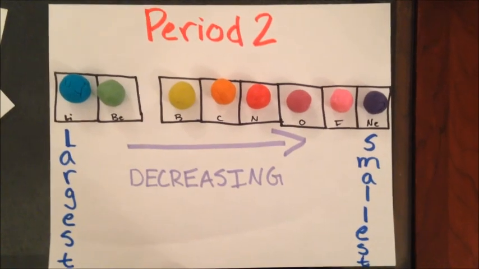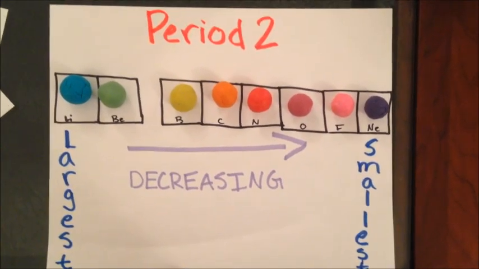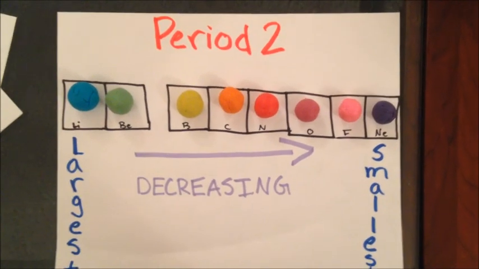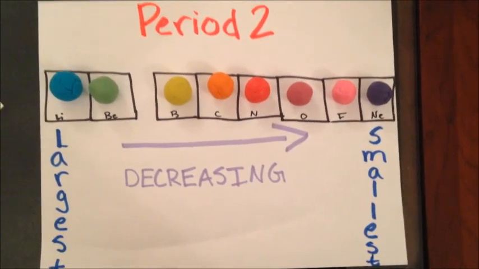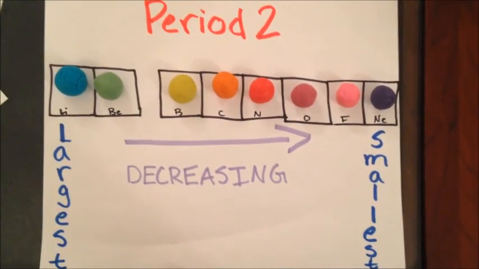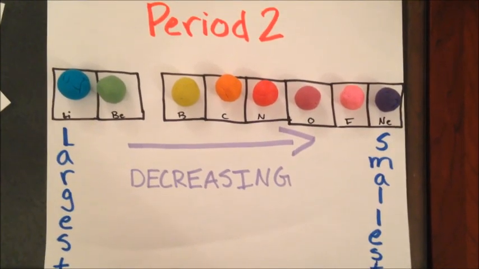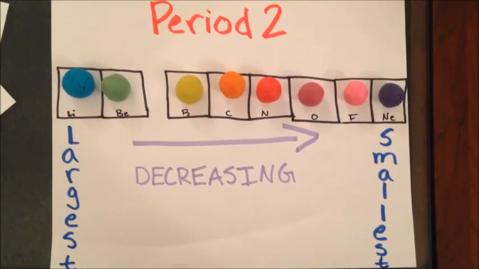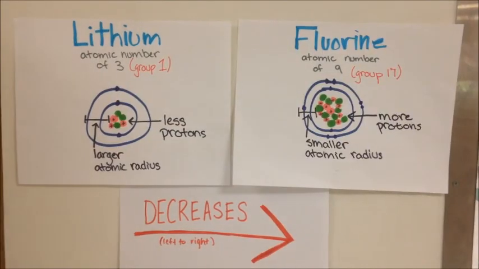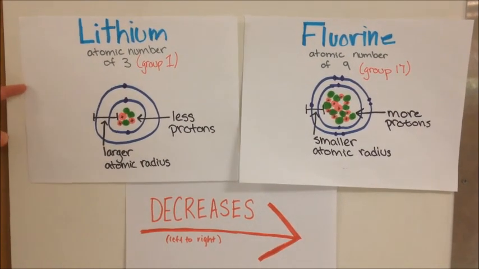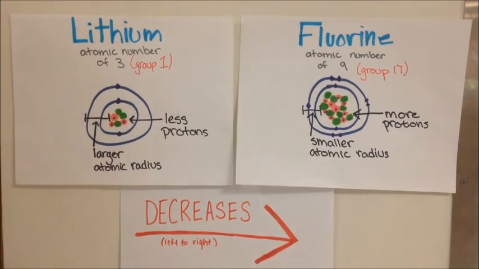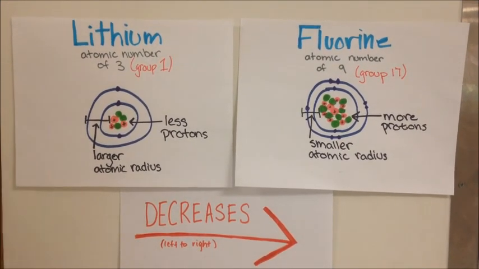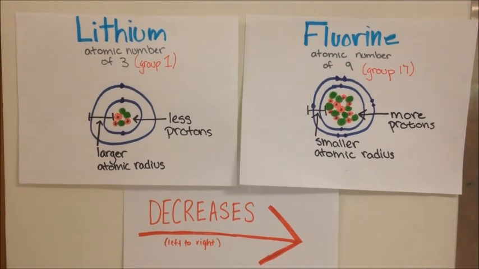As you can see in period 2 of the periodic table, the elements lithium, beryllium, boron, carbon, nitrogen, oxygen, fluorine, and neon all have atomic radii that decrease from left to right. So lithium is on the left side of the periodic table in group 1, and it has 3 protons and 3 electrons, so it has 2 energy levels.